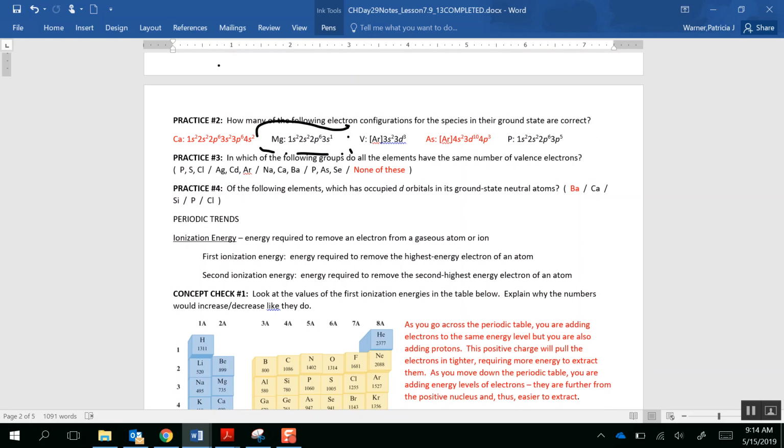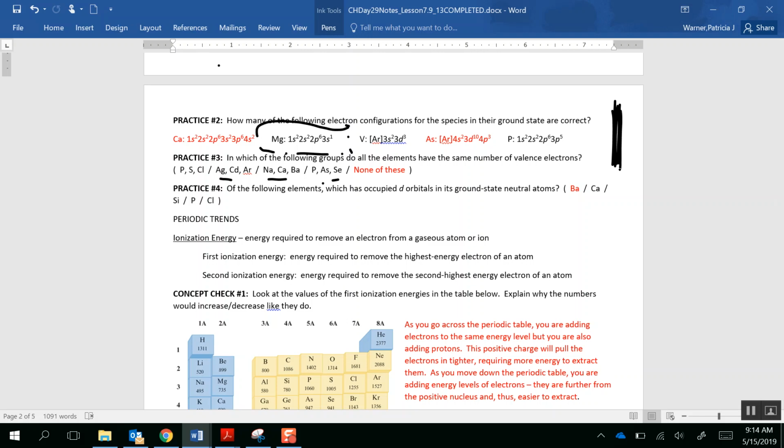In which of the following groups do all the elements have the same number of valence electrons? So you're just kind of looking at each group here. What you're going to look at is whether they're in the same vertical column on the periodic table. And obviously there's none of these that's highlighted, so go through and look at those and make sure you understand why none of those are.